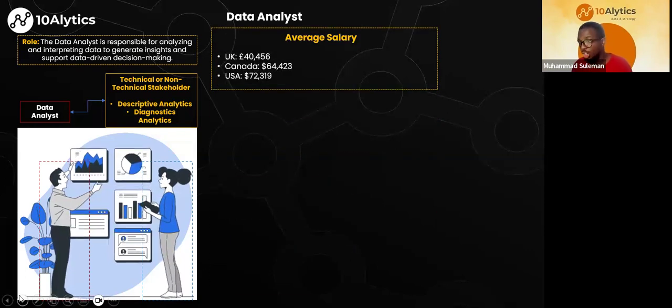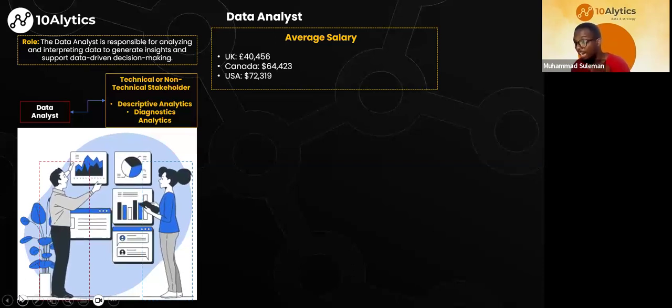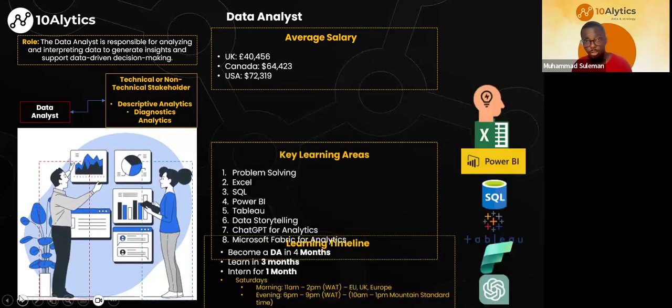And as a data analyst, on average in the UK, you earn over £40,000. Average, not the highest, not the lowest, guys. Over £40,000. In Canada, you're looking at over 64,000. And in the US, you're looking at over 70,000 US dollars. I beg your pardon, I said pounds for Canada. In Canada, you're looking at over 64,000 Canadian dollars. So that's the average you're looking at.